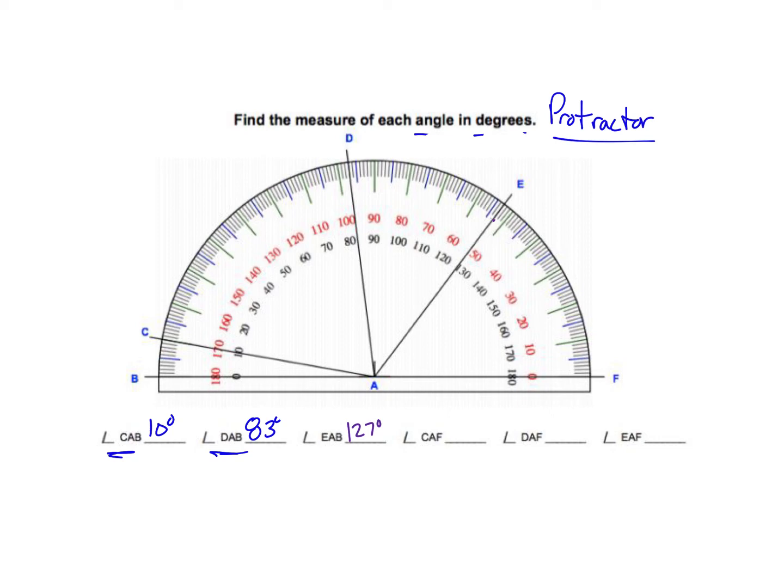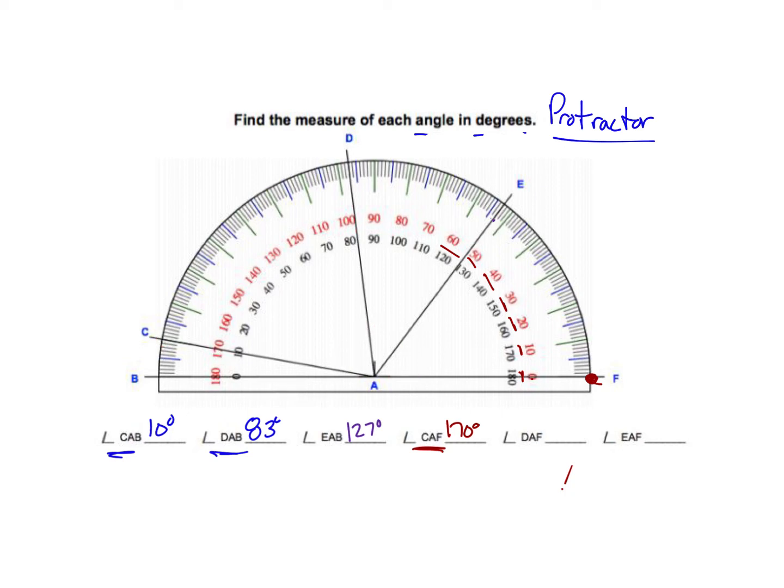For CAF, C back to here, A is just the center point again, and F is way over here. So now this is a very, very large angle. I would start at F, and this time I'm going to look at the red ones, because that starts at 0. Now I'm coming all the way over. From F all the way over to C, I'm going to say that that's 170 degrees. That's how big that angle is.